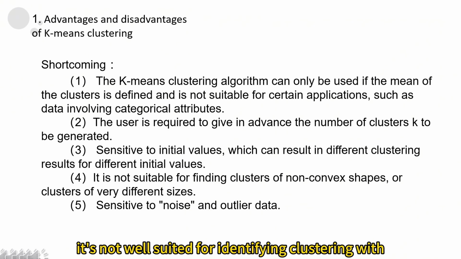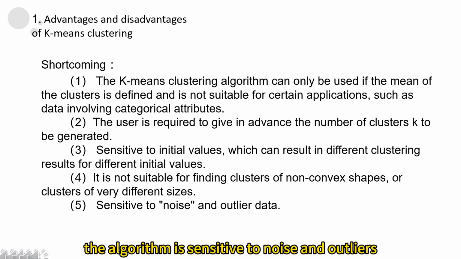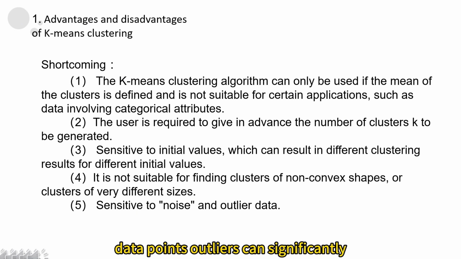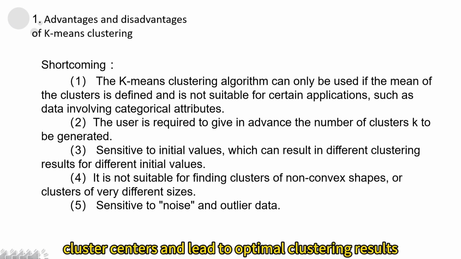K-means is not well suited for identifying clusters with non-convex shapes or clusters that vary significantly in size. It assumes that the clusters are spherical and have a similar spread. The algorithm is sensitive to noise and outlier data points. Outliers can significantly affect the positions of cluster centers and lead to suboptimal clustering results.